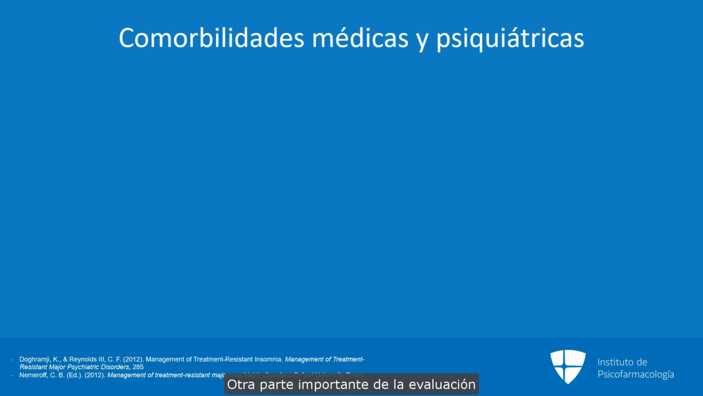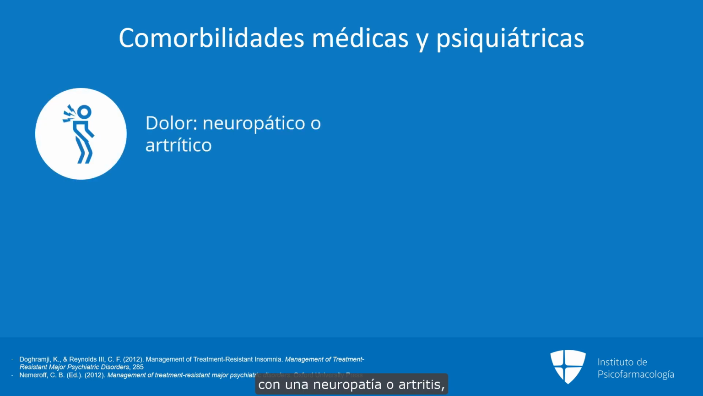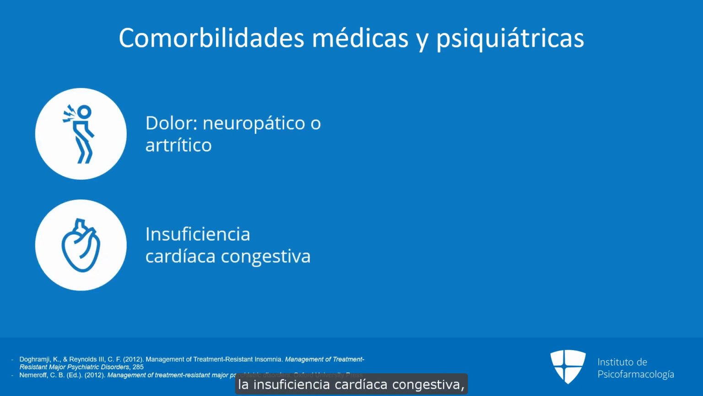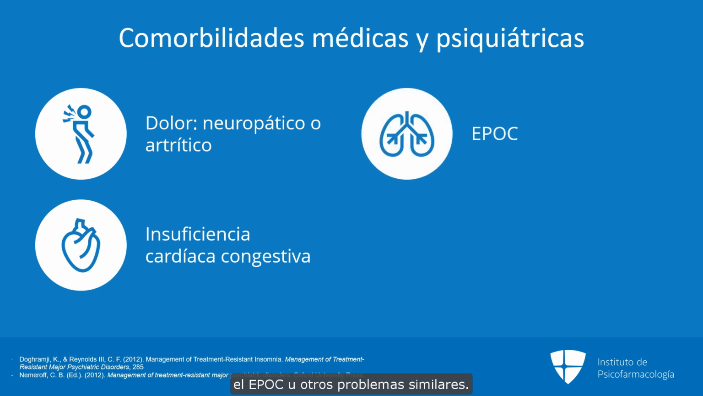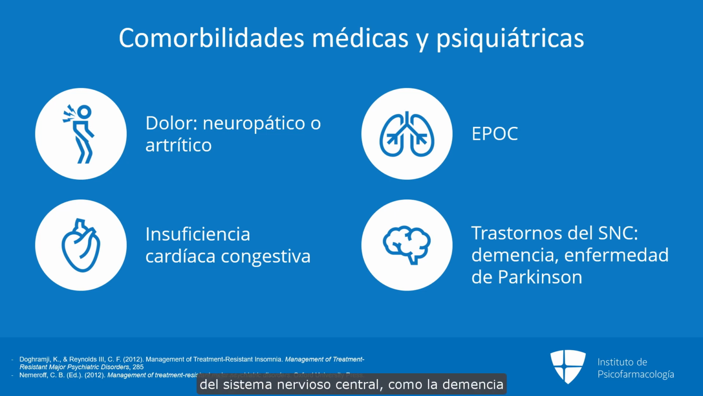An important part of the evaluation also addresses psychiatric and medical comorbidities. For example, pain related to neuropathy or arthritis, congestive heart failure, COPD, and other issues like this in older adults. Central nervous system disorders like dementia or Parkinson's also come to mind.